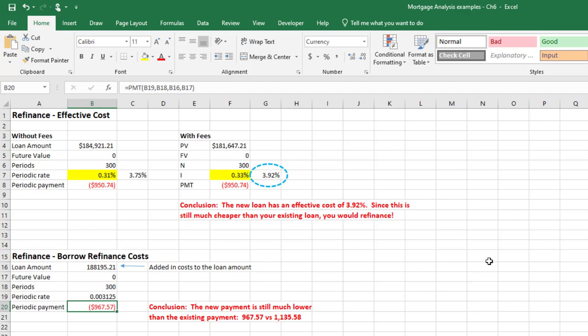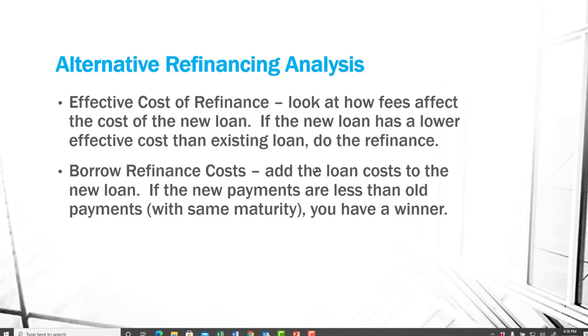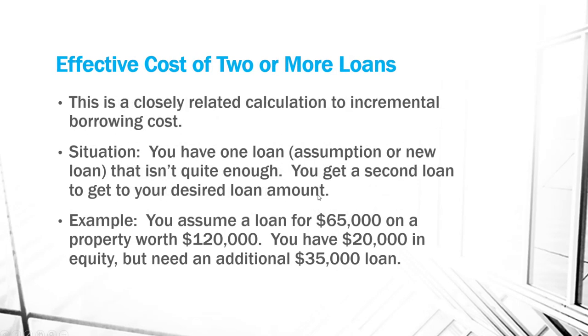All right, let's go to the last slide here, and look at the effective cost of 2 or more loans. So this is closely related to the calculation of incremental borrowing costs and how we go about that. So the situation here is we've got one loan, perhaps we got a new loan or we assumed a loan, but it's not quite enough money.